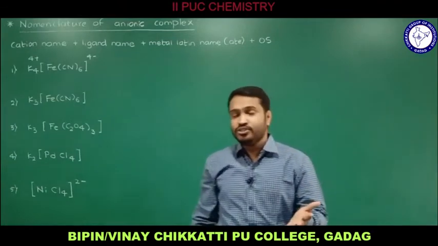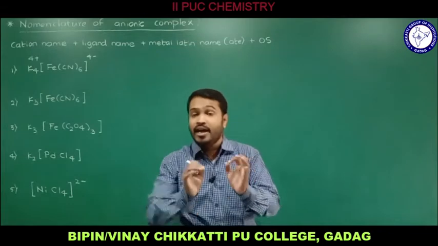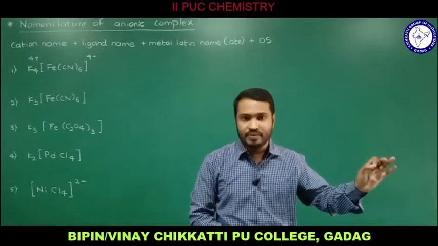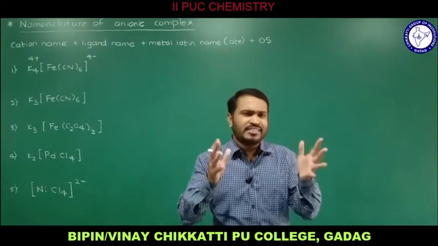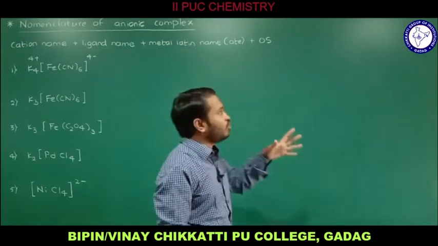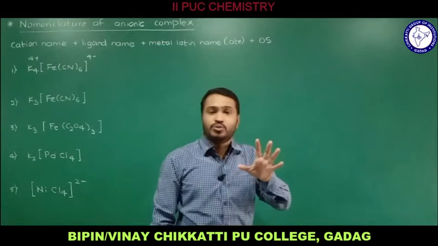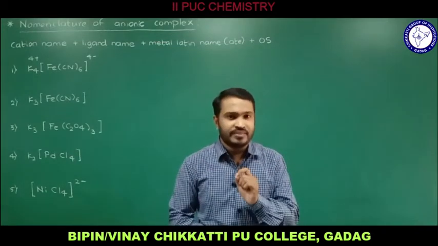In the previous case, I just mentioned the metal name, but here in anionic complexes, I represented the metal Latin name. So the Latin name only you are supposed to write. So what is that actually, the Latin name? Let me explain a very simple concept of how we are supposed to write the metal Latin name. Usually the elements are represented by symbols. We know this one, isn't it?